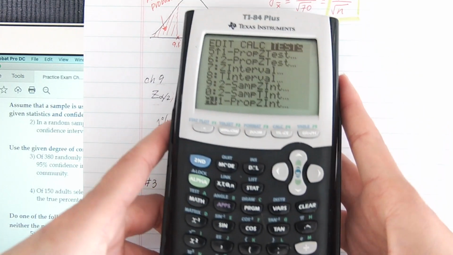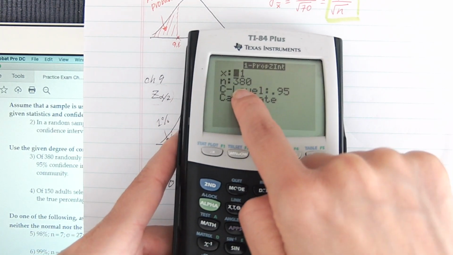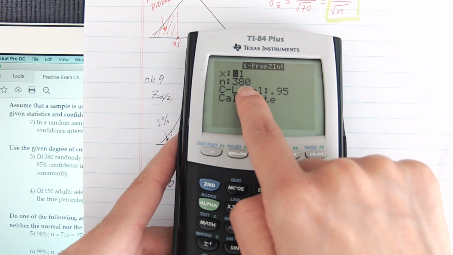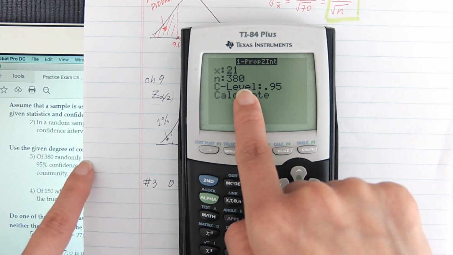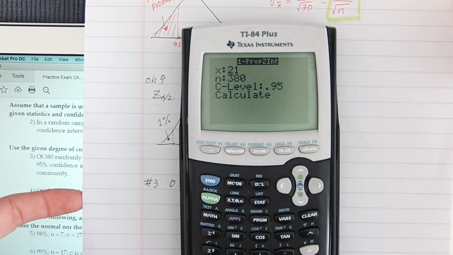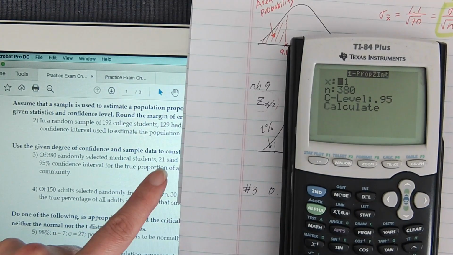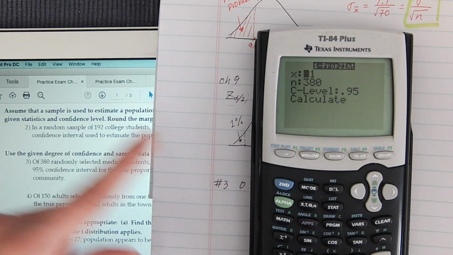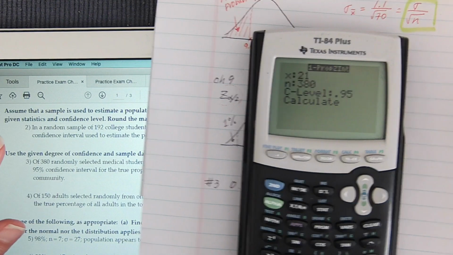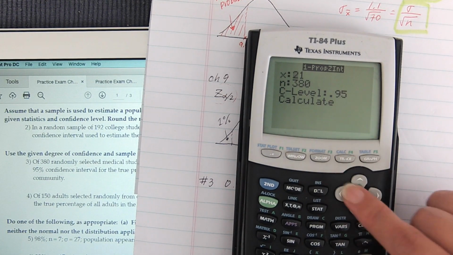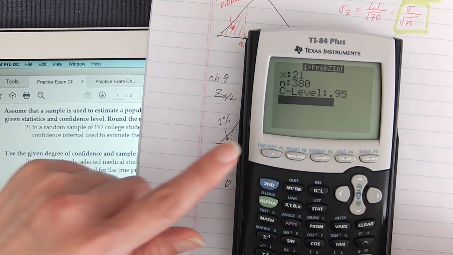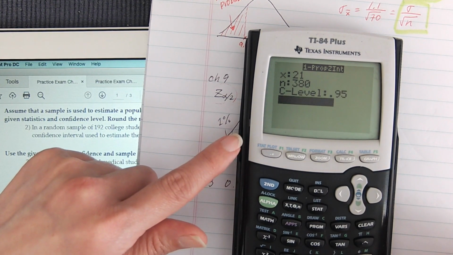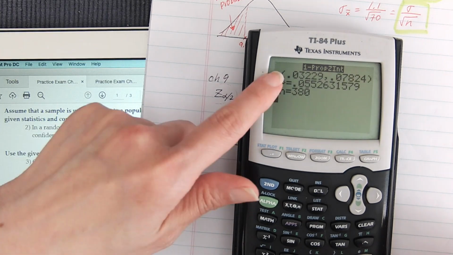Okay. Then you type in the sample size, which is 380. The student say 21 students, right? 21 students. Then it's a 95% confidence interval, so put in 0.95. Then you just need to calculate it. You got it? So you get the answer.